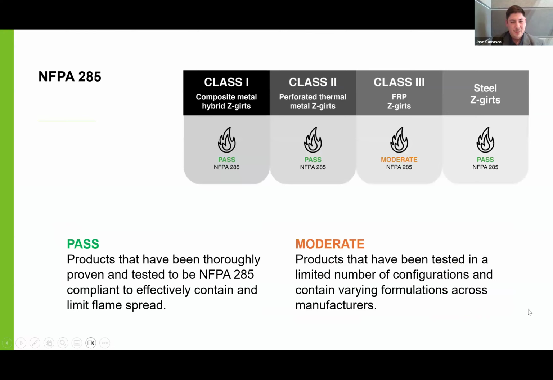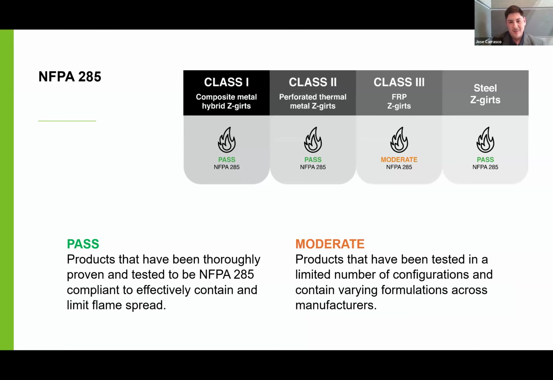And really the thing to point out here is that NFPA 285 is a test of the entire wall assembly. So if you change one minor component or piece of material in that wall system, essentially you need to run an entirely new NFPA 285 test.